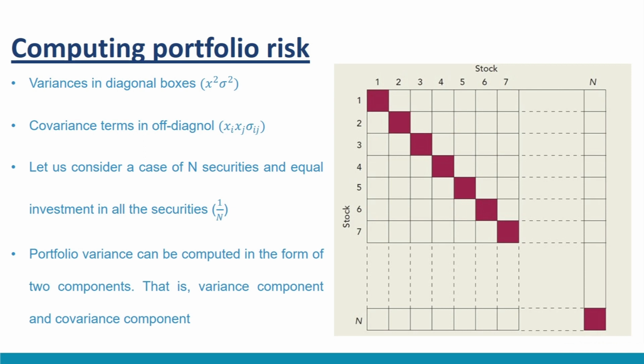Let us consider a case of n securities. On a more practical note, when we are adding securities to a portfolio, chances are that investments will not be extreme on either side, up or down. That is, one would invest amounts closer to average, that is 1 upon n fraction of the proportion. Taking this assumption, that is a more realistic assumption, portfolio variance can be computed in the form of two components, that is variance component and covariance component.